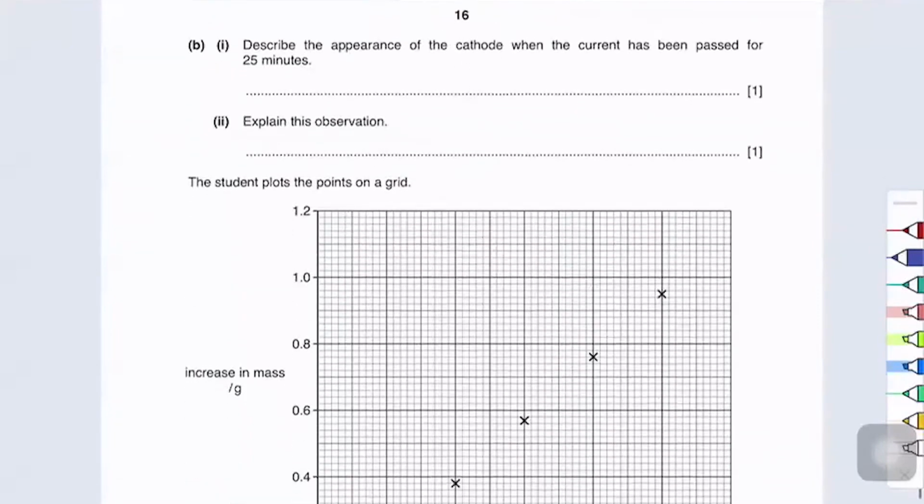Okay. Describe the appearance of the cathode when the current has been passed for 25 minutes. What's the appearance of copper? It's completely covered in copper, right? So it's going to be pink solid. It's important to mention both of those points because appearance is not just the color, it's also the state. Explain this observation. Why is this happening? Because copper is deposited on the cathode.